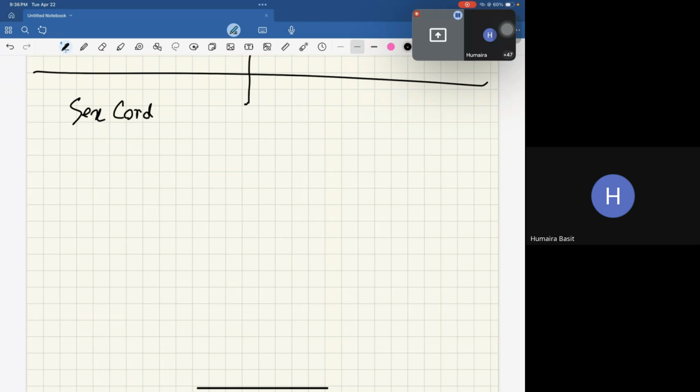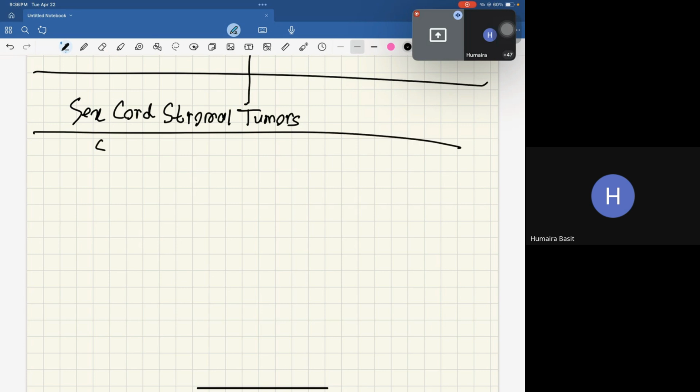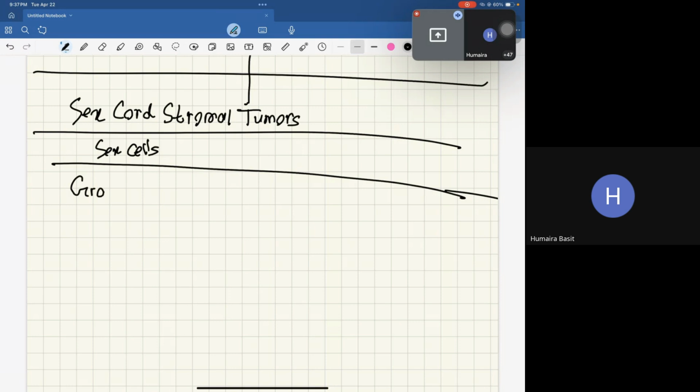So in sex cord stromal tumors, the first thing that you need to remember is where do these arise from? These tumors arise from the sex cells. And the main sex cells that we have in the body are the granulosa cells or the Sertoli cells. Sertoli-Leydig tumor or the granulosa cell tumor.